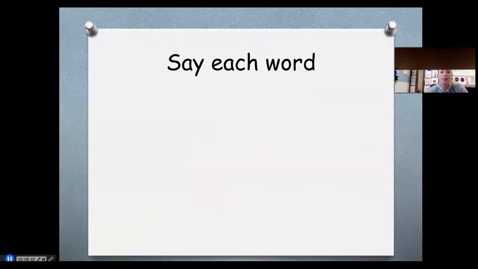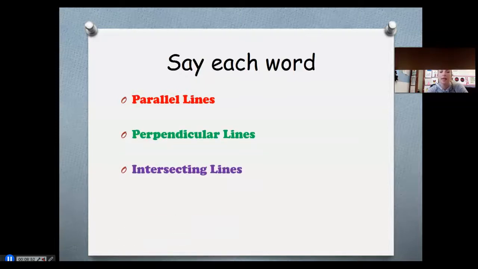All right, let's say these words together. Parallel lines, perpendicular lines, intersecting lines. All right, let's go over our hand motions. Here we go. Show me parallel. Parallel lines never ever cross. Show me perpendicular. Perpendicular make perfect T's. Show me intersecting. Intersecting lines can cross anywhere.